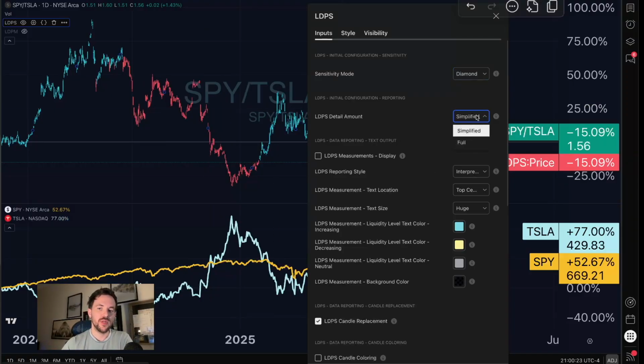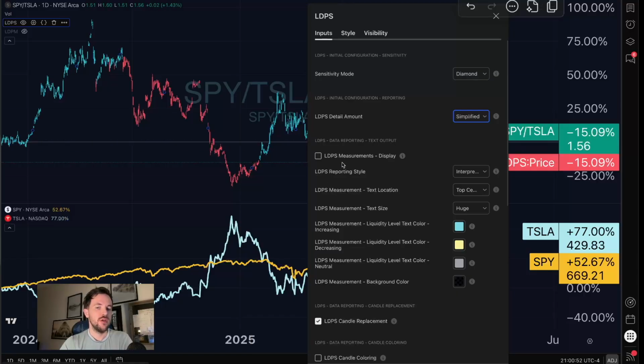Another change that I do is I switch LDPS detail amount to simplified, because again, this isn't really to dig into the details of what's going on with these symbols and their liquidity. For that, I would just go to the regular chart and put LDPS and LDPM on. But rather, we're just simply looking for what is going to outperform the other. And so I don't really need all the detail here. I just want bullish or bearish, and that's what the simplified gives us.